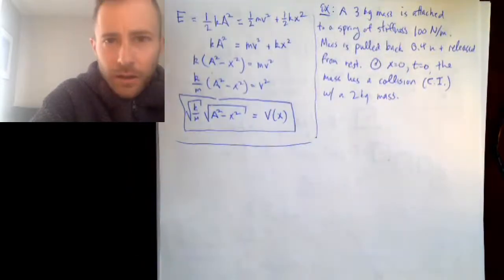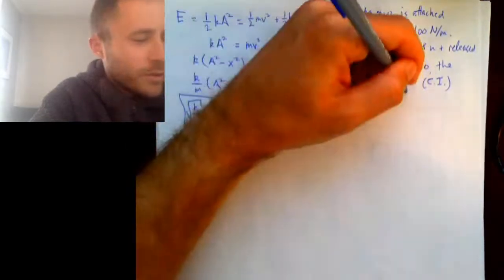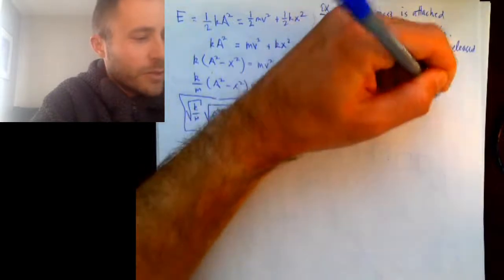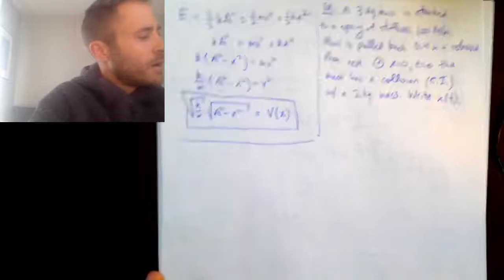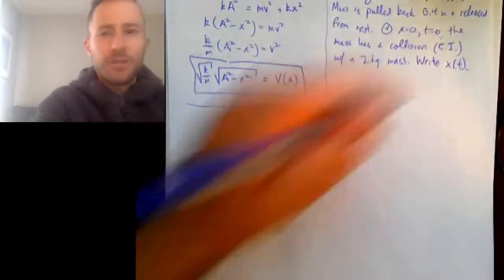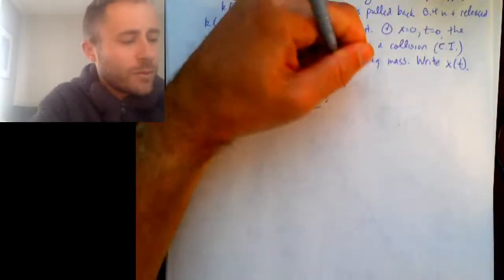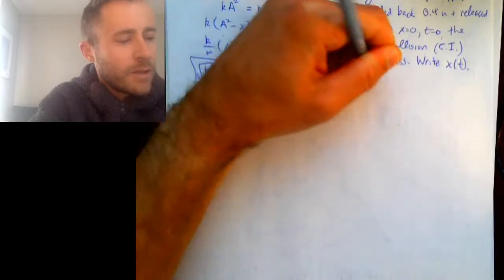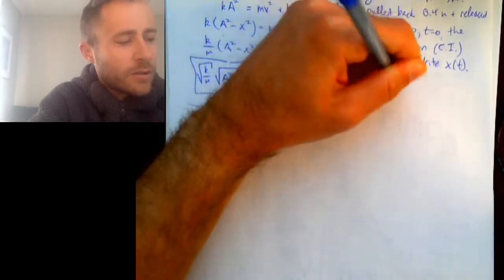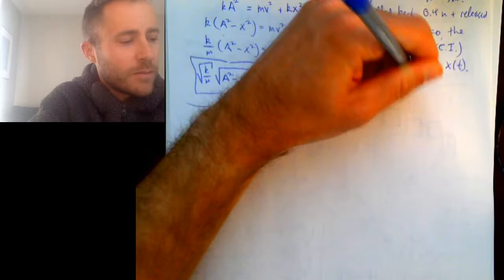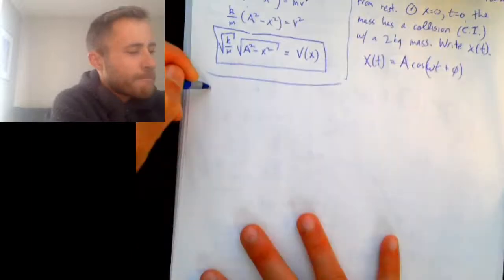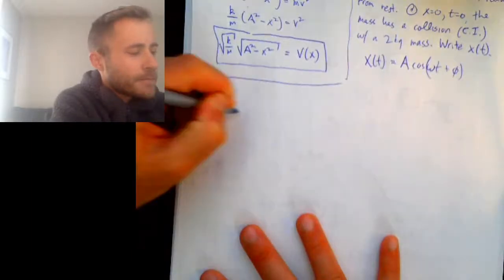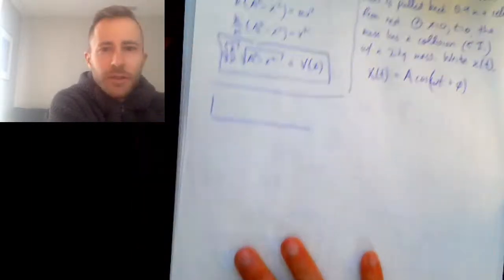Okay, and so what we want to write is the position as a function of time. The position as a function of time is of course going to be x of t equals A cosine of omega t plus phi. So let me draw a quick picture of what this looks like, just to make sure that you guys understand.